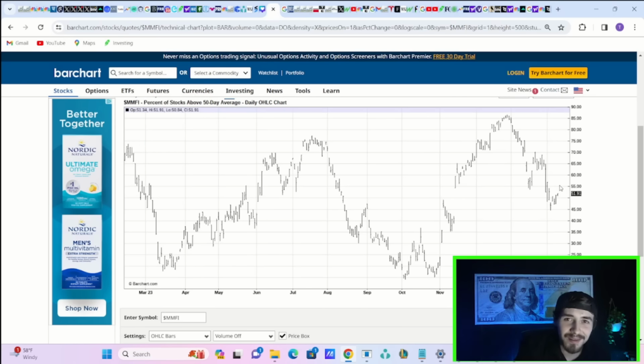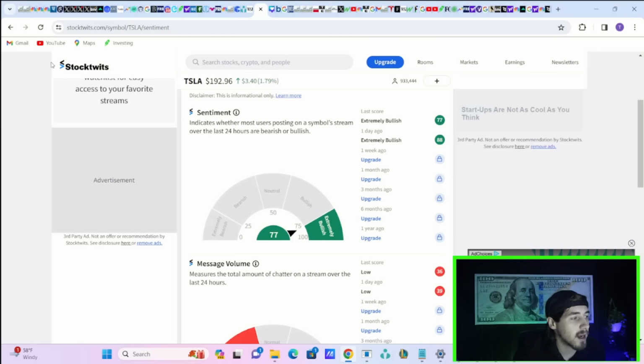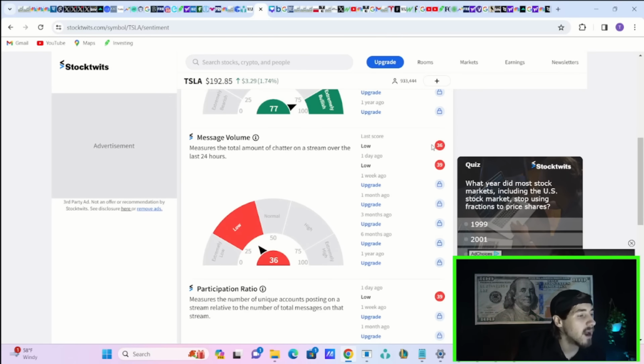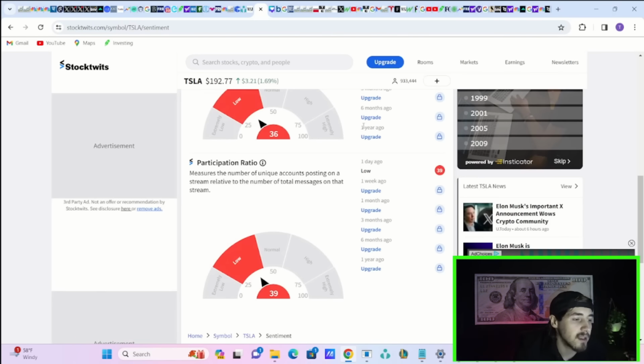But indeed they are. Sentiment today in Tesla stock tracked via StockTwits shows 77 out of 100. That is categorized as extremely bullish. Not as bullish as what you saw yesterday, which was at 88, but still a very healthy number. Message volume is pretty similar to yesterday, but a little bit lower. Yesterday's number was 39 out of 100. Today is 36 out of 100. So that is categorized as low. And the participation ratio has stayed at about 39, which is on the low side, but pretty close to normal.